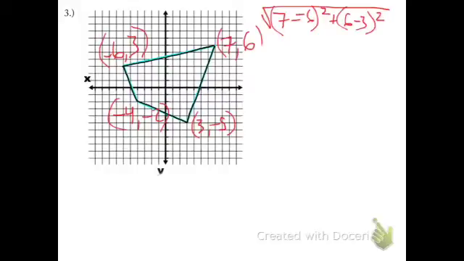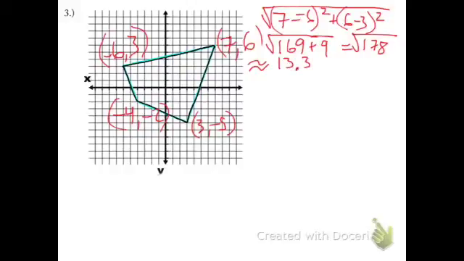Square that guy. 7 minus negative 6 is 13. Square that, you get 169. Add on the 6 minus 3, which is 3 squared, which is 9. You're going to be looking at 169 plus 9, which is 178. And if you approximate that, 178 square rooted is about 13.3. So there's our first length.